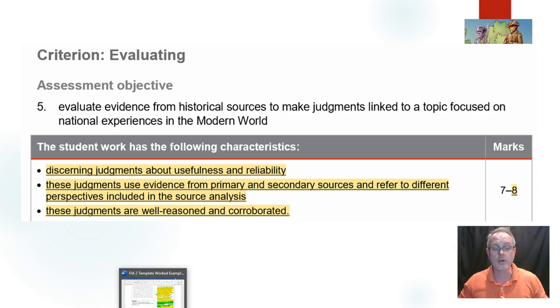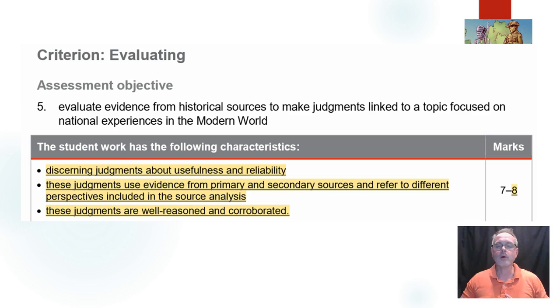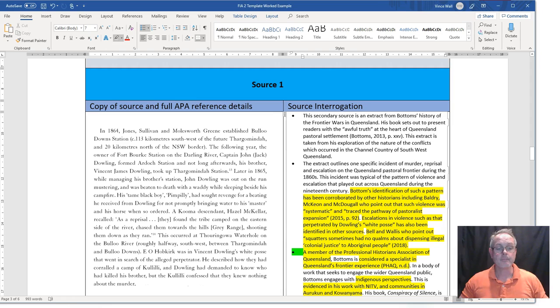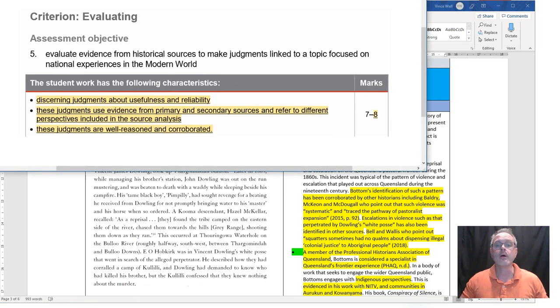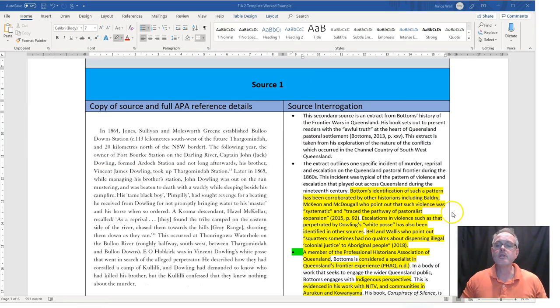Let's see what that looks like in the Word document. Okay, so when I was color coding before, I was using green to indicate that I am looking at analysis. Now we're talking about the yellow, that is evaluation. Okay, so let's see the evaluative comments.